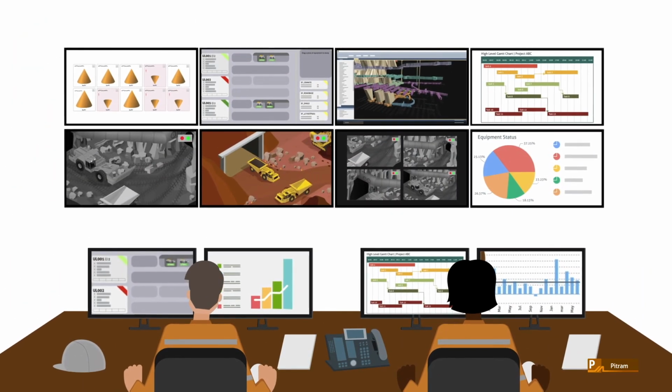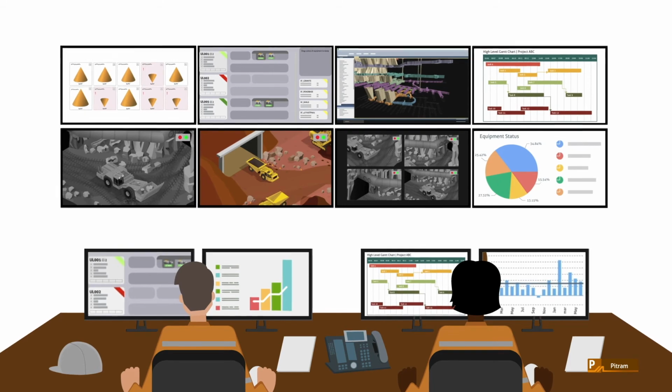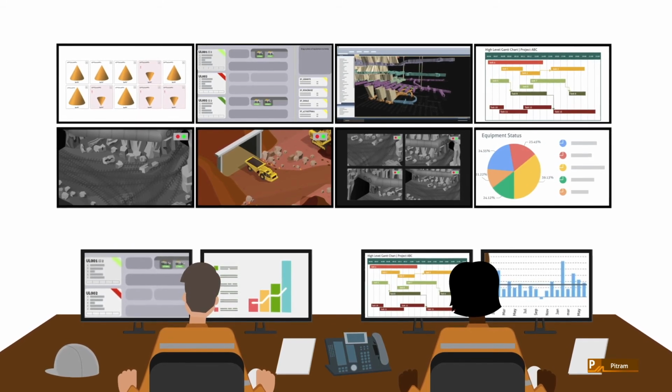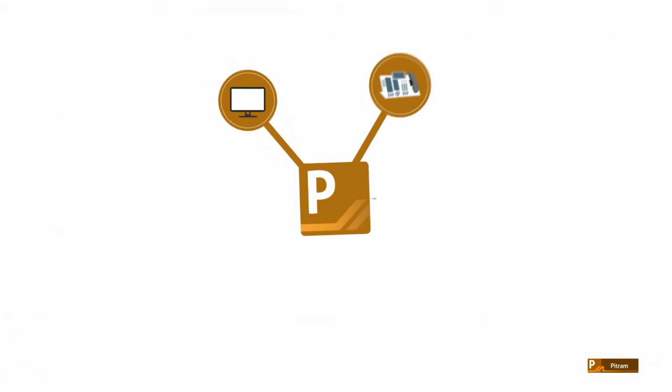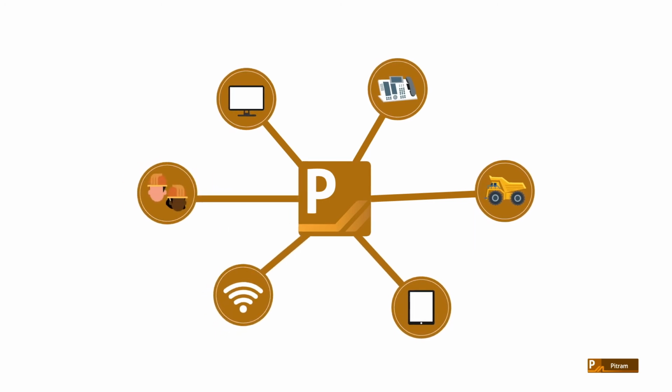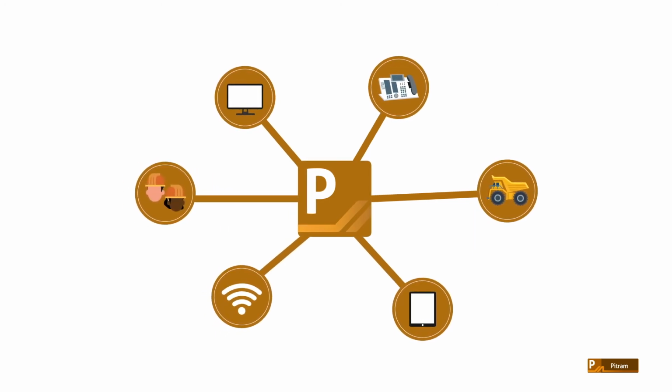Pitram's peer-to-peer functionality allows you to obtain full visibility of your assets, no matter the makeup of your fleet. Whether you are connected to Wi-Fi or not, Pitram remains at the center of your mine's ecosystem.